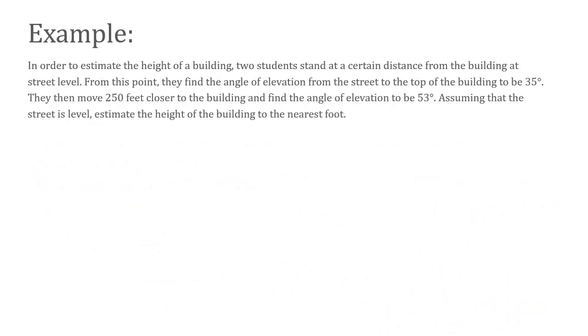Let's look at another example. In order to estimate the height of a building, two students stand at a certain distance from the building at street level. From this point, they find the angle of elevation from the street to the top of the building to be 35 degrees. They then move 200 feet closer to the building and find the angle of elevation to be 53 degrees. Assuming that the street is level, estimate the height of the building to the nearest foot.